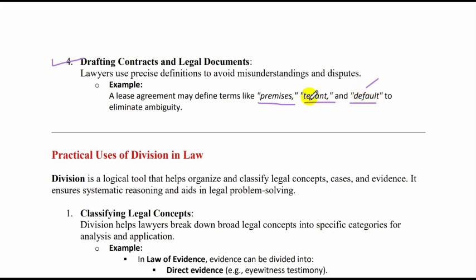default. A tenant could be clearly defined to indicate that the tenancy is only for 11 months or for 99 years, for example, for a long term lease. Premises could be a flat or a bungalow or 2 BHK, bedroom, hall, kitchen, and so on. This eliminates ambiguity in understanding the terms of the contracts or the legal document.